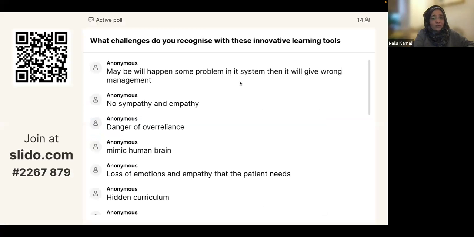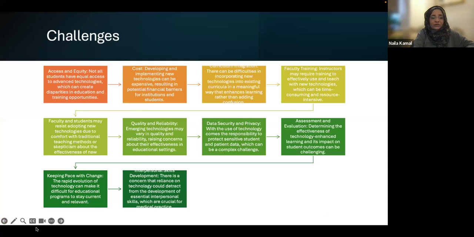So yes, the problem in the system, like we had right at the beginning. So humans will never lose their place. This is something that, if we brainstorm, access and equality.